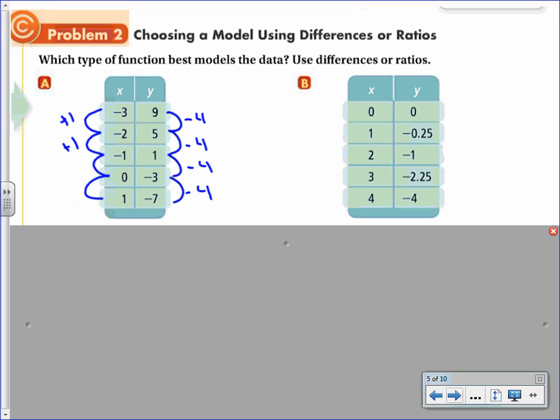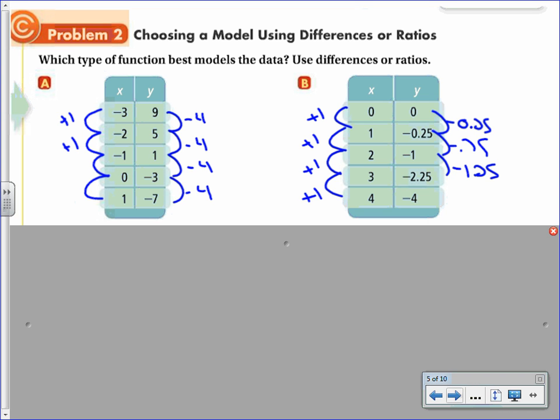For letter B here, just double check the x's to make sure those are all consistent. And they are. Okay, so if we subtract this one here, we find that from here to here would be a negative 0.25. If we do this one here, we would get 0.75. And the next one, negative 1.25. Okay, so those don't match up, so it's definitely not linear.